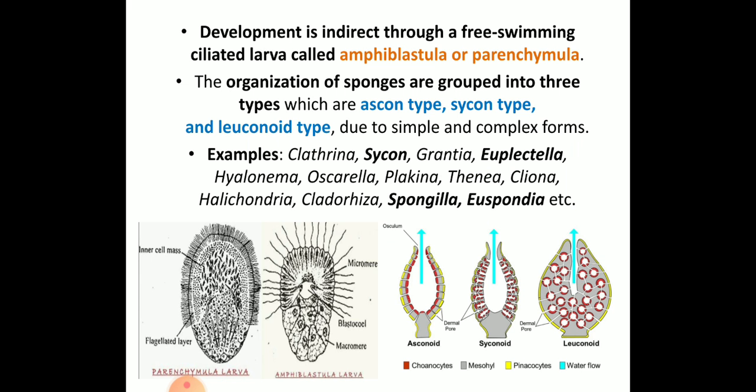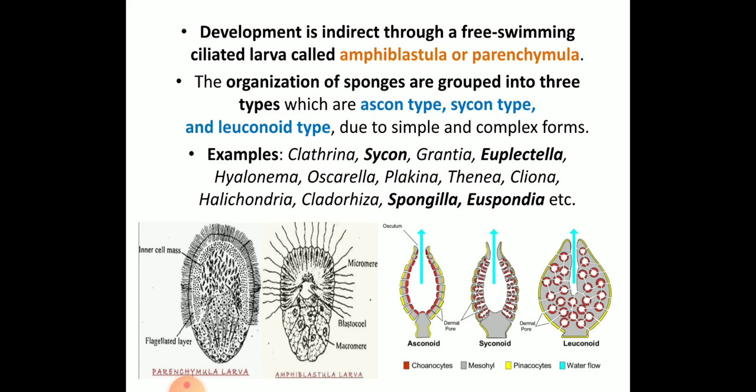The development here takes place by a free swimming ciliated larva. This larva is very important, they can ask you for 1 mark. It is called amphiblastula. What do you mean by amphiblastula? It is the indirect development through the free swimming ciliated larva of poriferans. They are called amphiblastula larva.